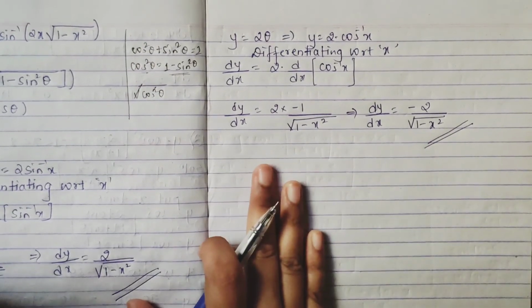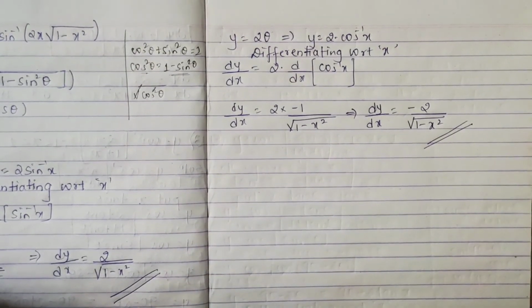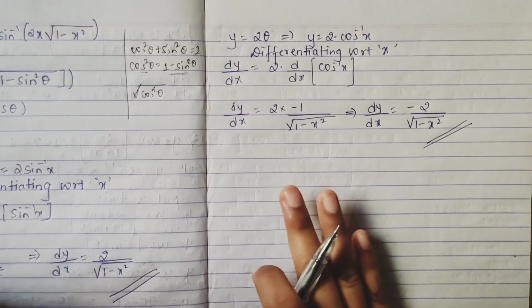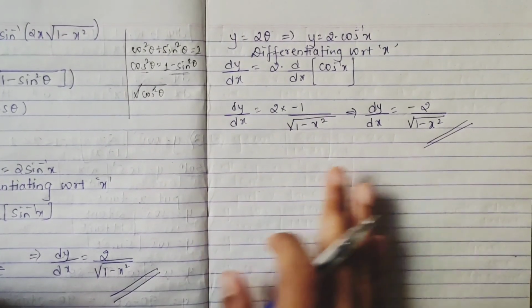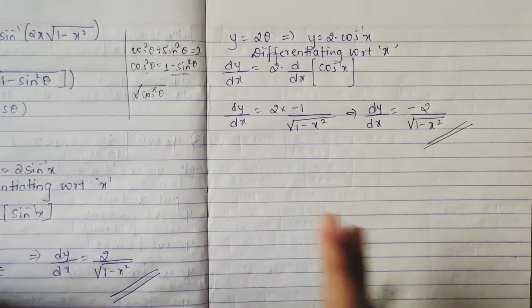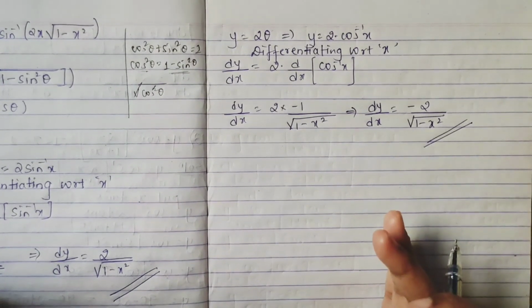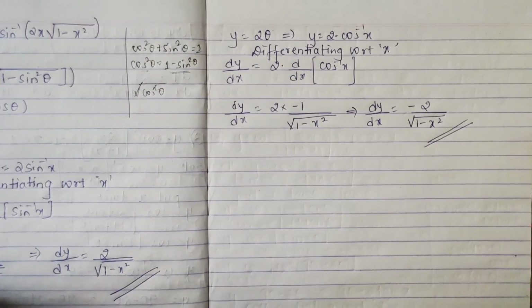If you have such problems, please check the formulas. If you are aware of the formulas properly, then you can do it. If you have root of 1 minus x square, directly go for sin theta or cos theta substitution. Normally, if you have 1 plus x square, directly go for tan theta substitution.